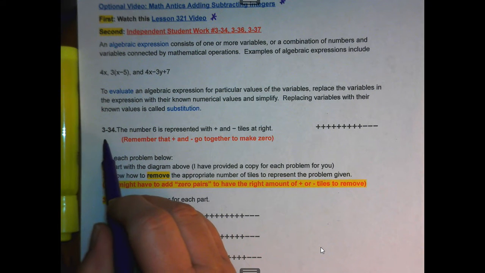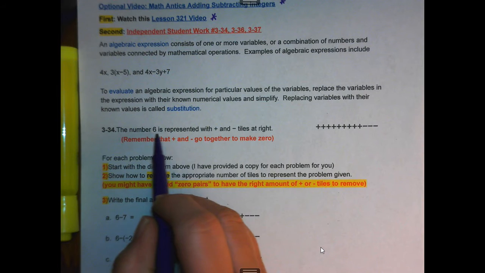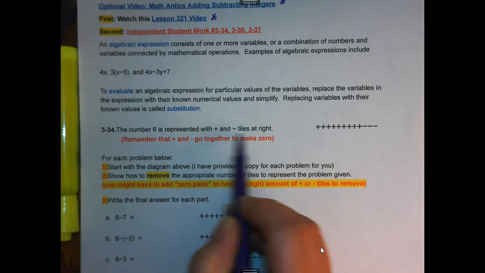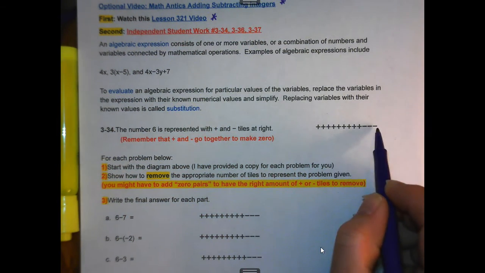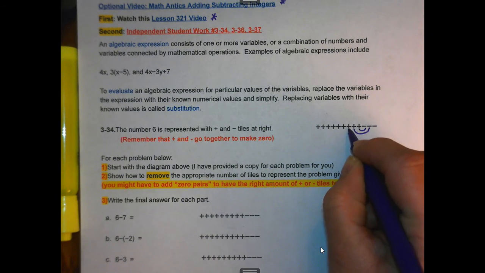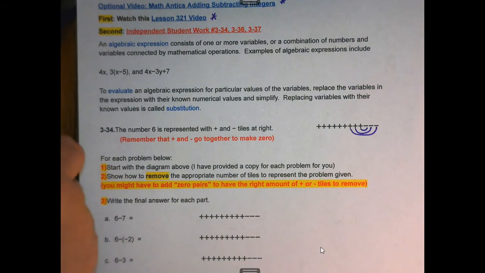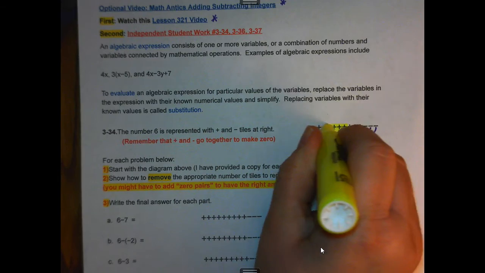What we are going to do first is look at 3-34. It says the number 6 is represented with positive and negative tiles at right. And this is the negative 6, remembering that these two symbols, and those two symbols all represent 0 pairs, and our 6 is right here.